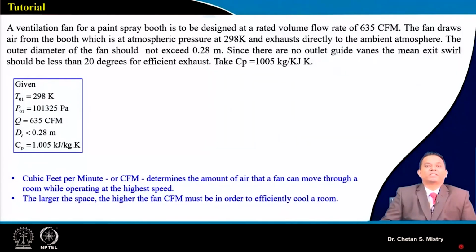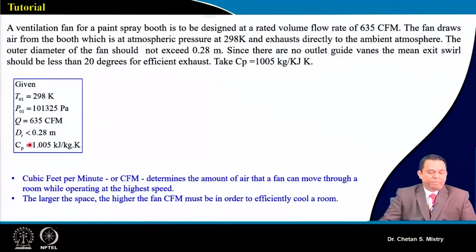So here, this is our ventilation fan, and for it we have data like temperature and pressure, and my exit condition is atmospheric condition. My volumetric flow rate is given in CFM. Just realize that CFM determines the amount of air the fan can move through the room while operating at the highest possible speed. For larger speeds, a higher CFM rating is required. That will help us with efficient cooling of that room.